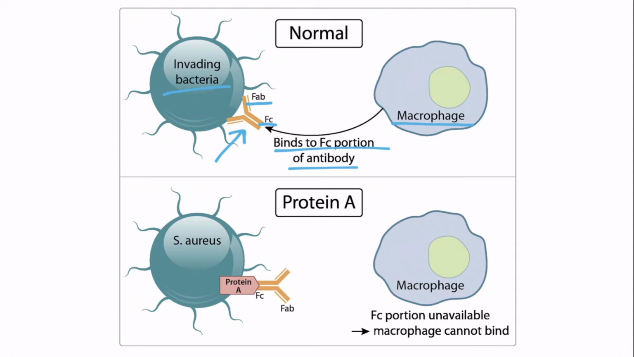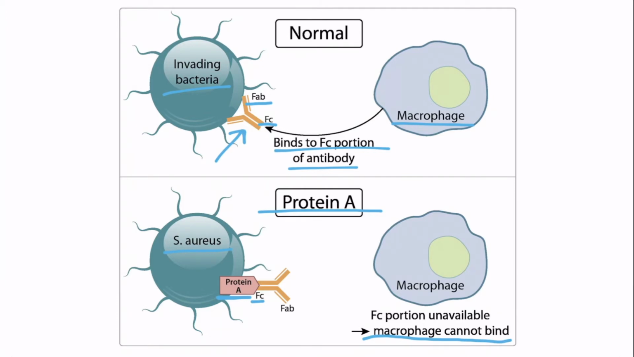If you look on the lower part of the image, we can see what happens when protein A is involved. And this is used by Staph aureus. Staph aureus will come in, and it has protein A on its surface. It will bind to the Fc portion of the antibody, and therefore the Fc portion isn't exposed and available for the macrophage. And this means that the macrophage cannot bind to Staph aureus. Thus, protein A allows Staph aureus to evade the immune system.